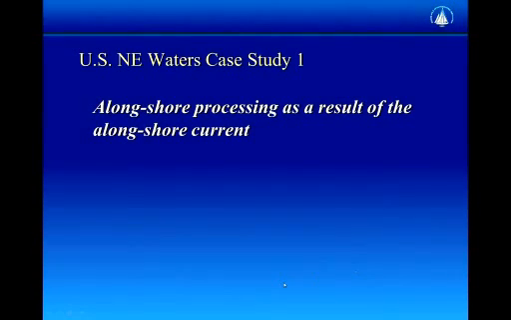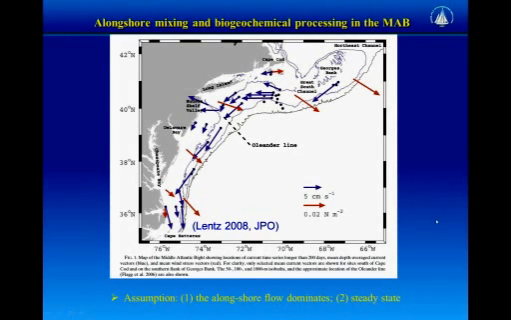So next I will spend a few minutes to talk about the processes that are important in shaping the distribution of the carbonate system along the east coast, northeast coast. One of the important processes I'm talking about is the longshore processing as a result of the Labrador coast current.